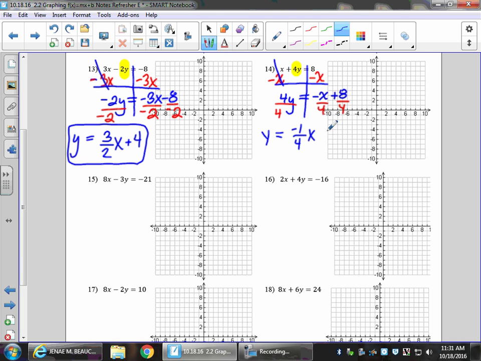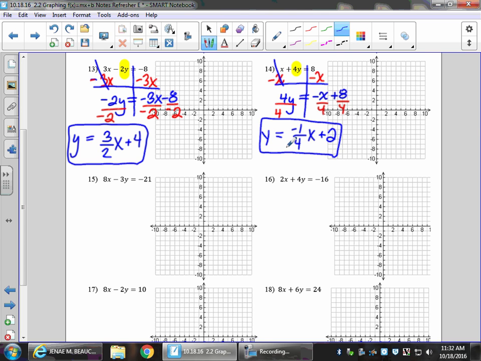Really pay attention. From all my years of teaching Algebra 1 and even Algebra 2, this is still one of the biggest mistakes people make, is that they do not realize that this is a negative 1/4 x. So really pay attention to that. And then I'm going to finish this off, negative 1/4 x plus 2.